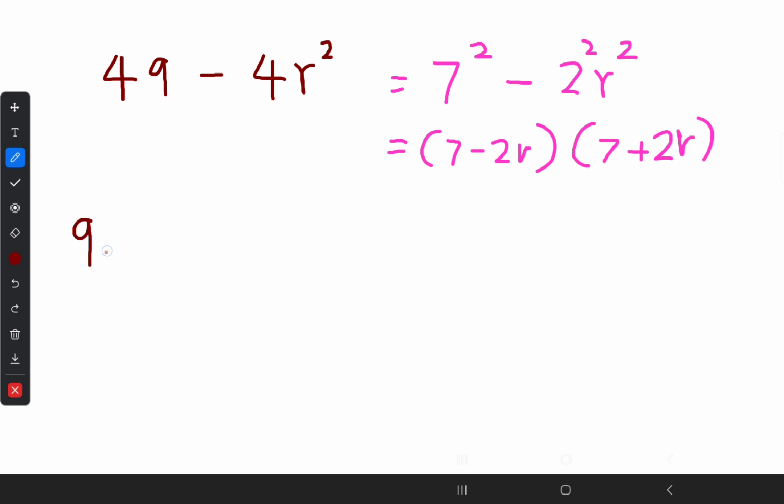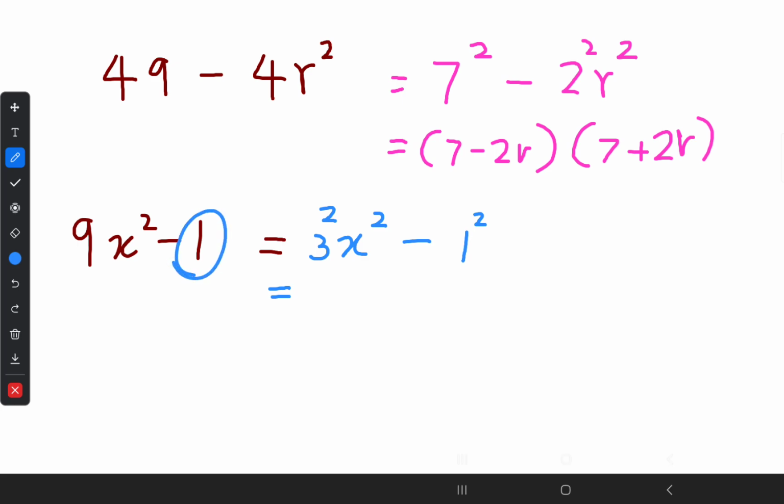Another question. 9x square minus 1. Let's see how to do this. Here, you should express these numbers as square values. So 9 is 3 square, and x square minus 1. 1 means 1 square. 1 square is 1, 2 square is 4, 3 square is 9. We already know. So likewise, 9 can be expressed as 3 square, and we already have x square, and 1 can be expressed as 1 square.